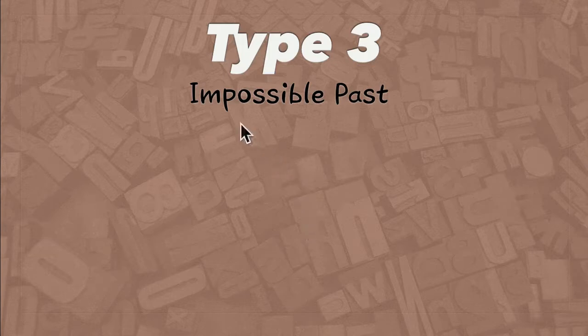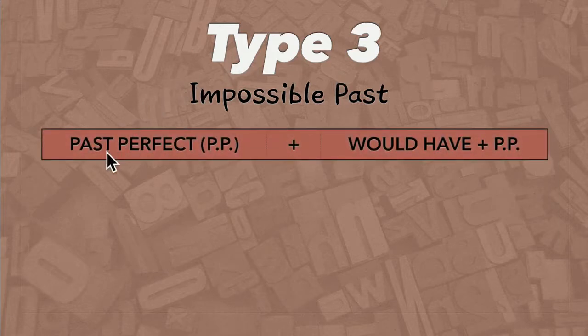And type 3, impossible past. Here we are imagining a different past. So that's not possible, right? Unless you have a time machine. The equation is past perfect. It's had plus past participle in the if clause, plus would have plus past participle.